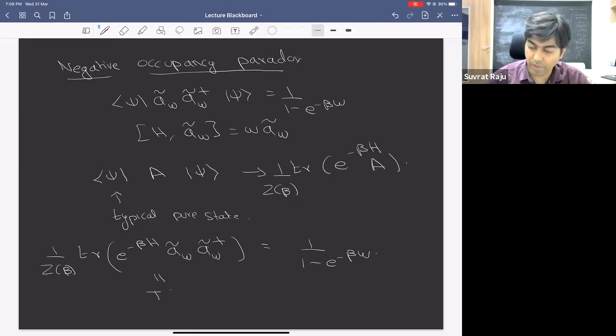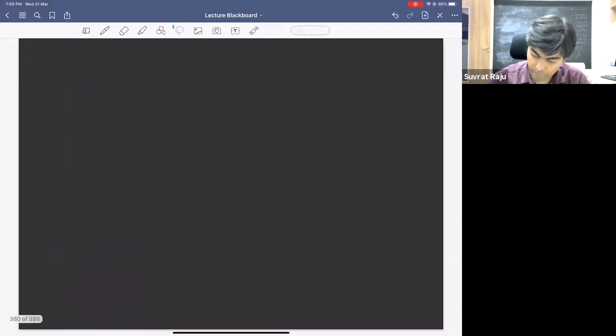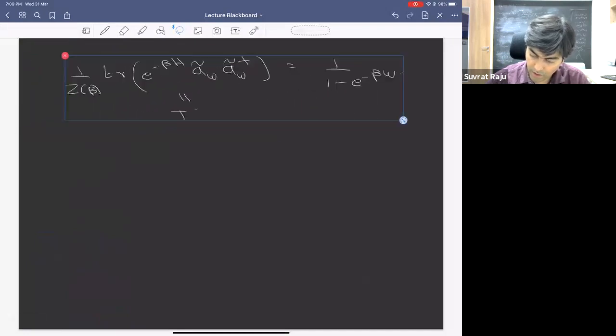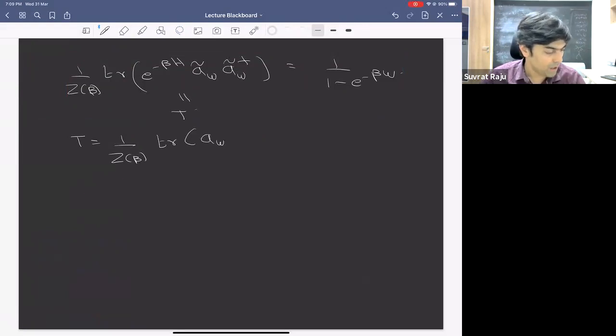Okay. And now I'm just going to play some games with T, and we will see how we are very quickly going to run into trouble. Okay, so the first thing is, you know that the trace is always a cyclic object, and so you should be able to move things around in the trace, and therefore this T is actually equal to 1 over Z beta into the trace of e to the minus beta H into a. You move the a omega tilde dagger to the left.